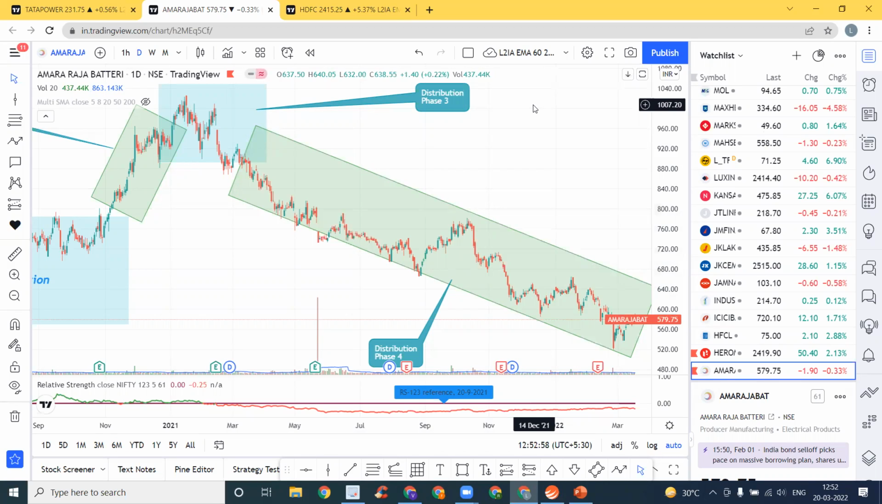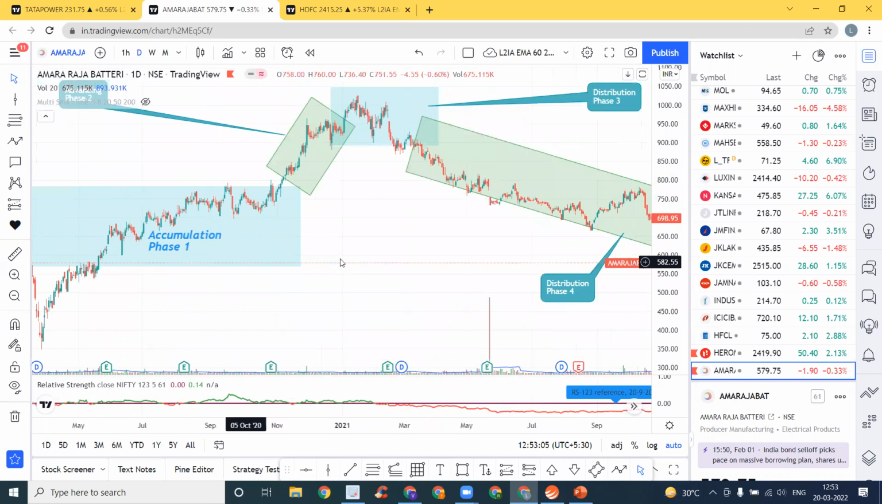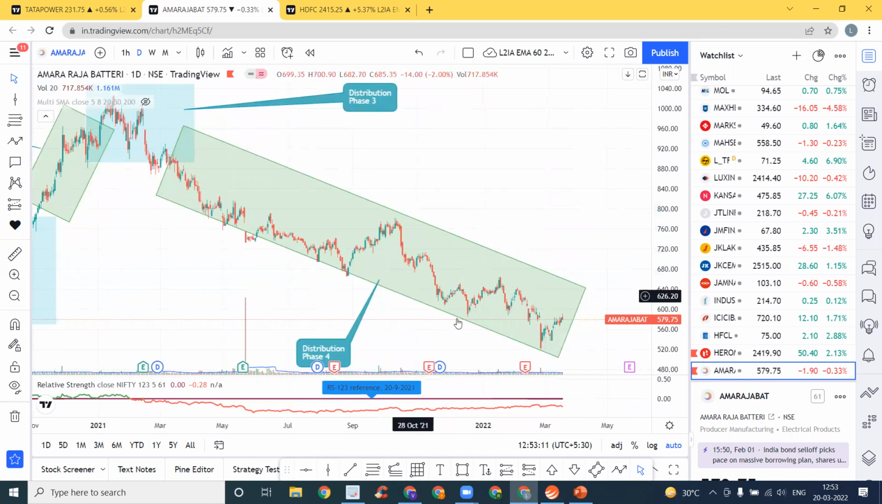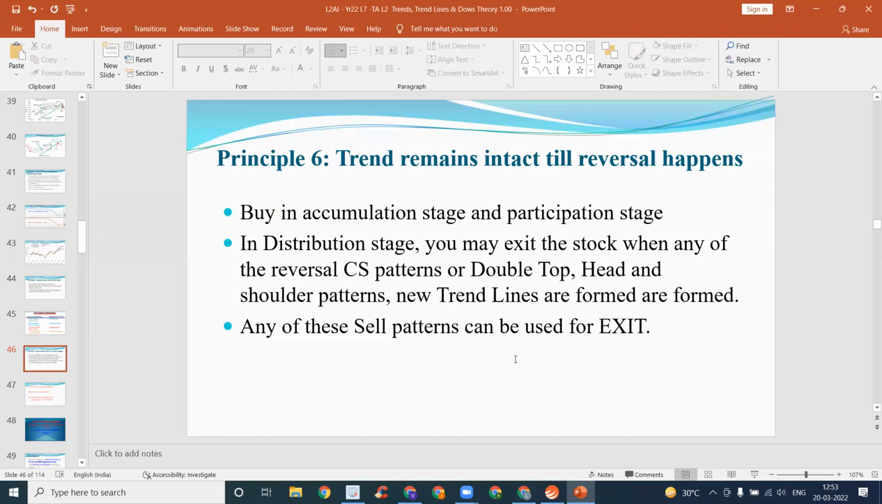Once again, Amaraja will come to the accumulation phase like this, and then it will move up. At that time of moving up, I will buy this. Now Amaraja से मैं बाहर निकल चुका हूं. I am trying to tell you to take your decisions in your portfolios.